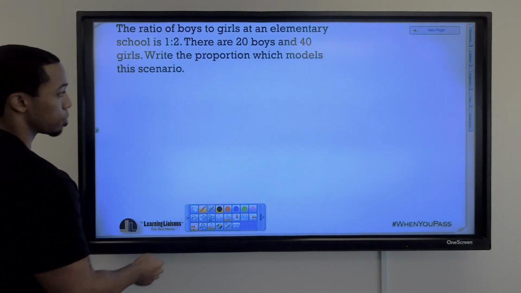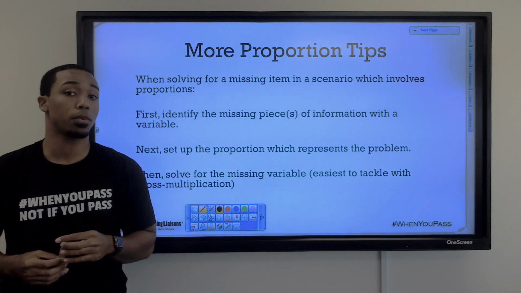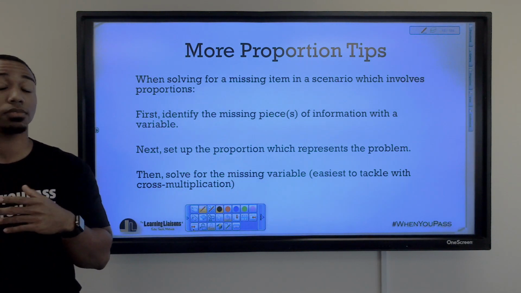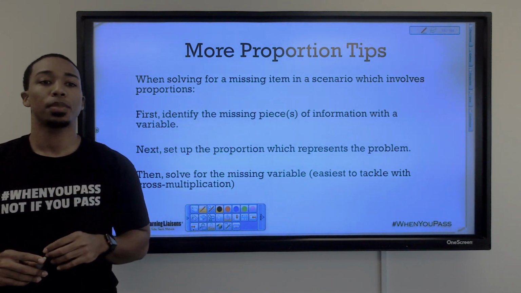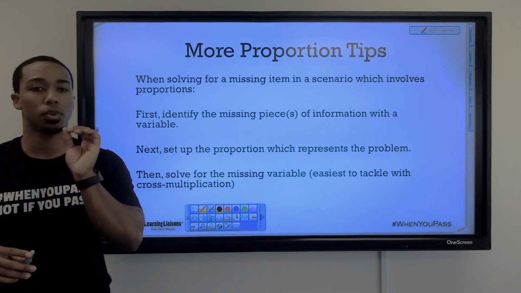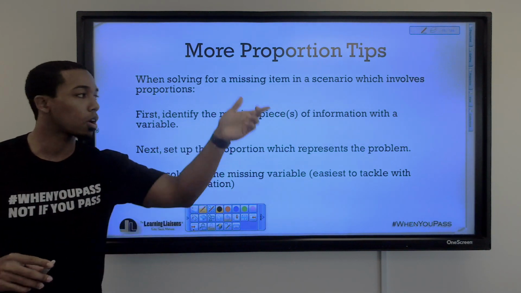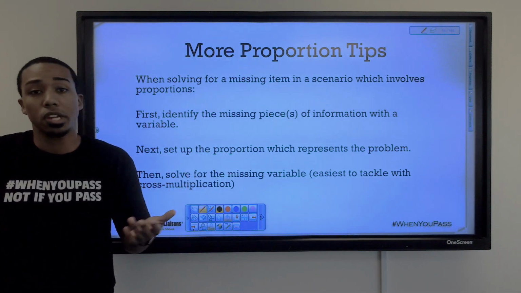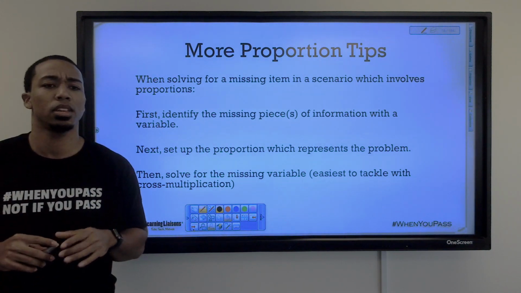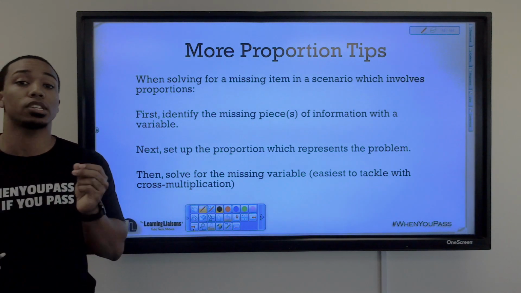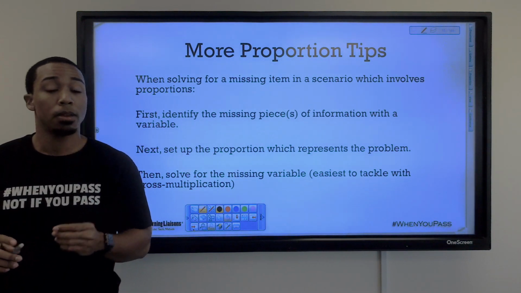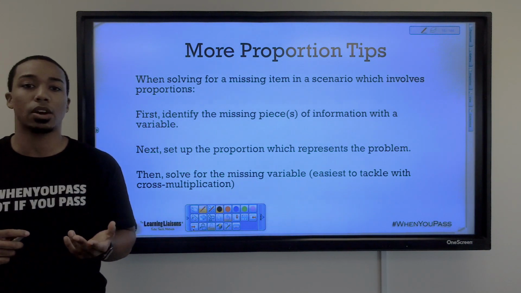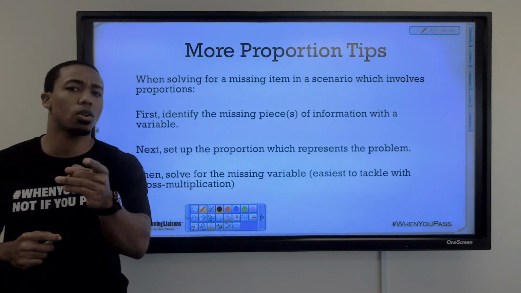So let's go ahead and dive right into the next problem. Not next problem, but before we do, some tips. So when you're solving a missing item in a scenario which involves proportions, which is very likely for you to do, first off, identify the missing pieces of information with a variable. Whatever you don't know, mark it with a variable. Be X if you're always comfortable with that, or use the letter of what we're talking about. B for boys, G for girls, whatever you want. Next, set up the proportion which represents the problem. Make sure you represent it correctly, because afterwards, you're going to go ahead and solve for that missing variable. And it's easiest to tackle cross multiplication, but there are other methods, and I'll go ahead and go through that.